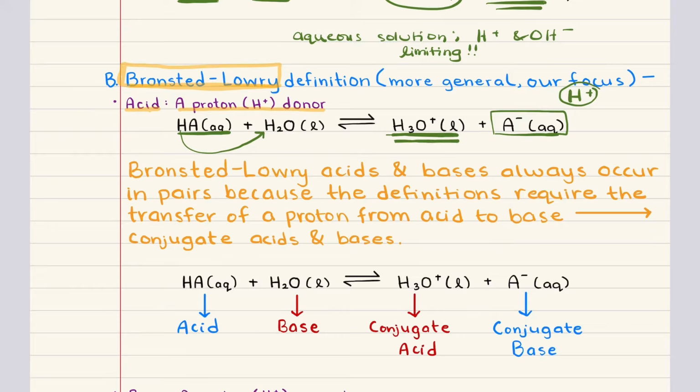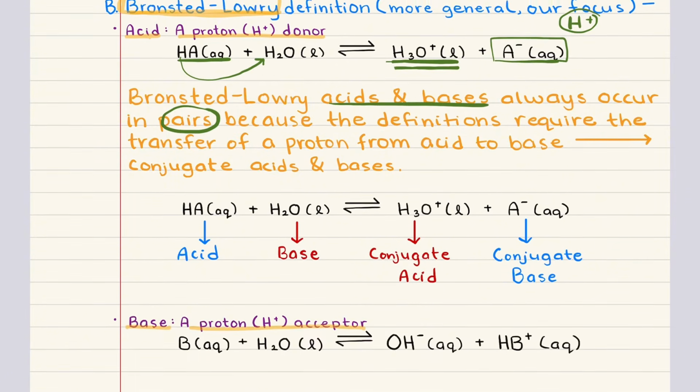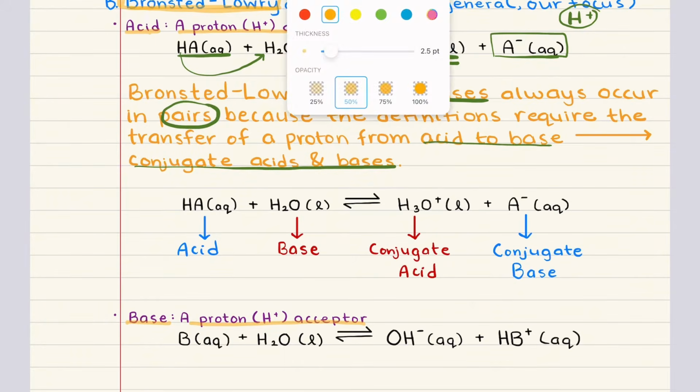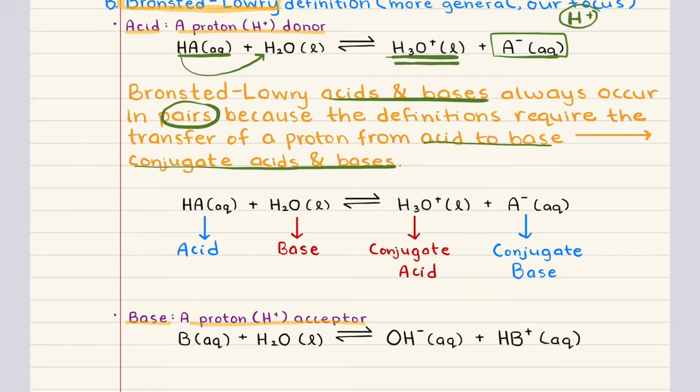This leads us to a really important idea, one of the most important ideas in Bronsted-Lowry acid-base theory, and that is that acids and bases always occur in pairs. So you start with an acid and a base, and after the proton is transferred, you're left with a new acid and a new base. These are called conjugate acid-base pairs, and they're directly related to each other by the gain or loss of a single proton. So here, HA is the acid, and its conjugate base is A-. Water is the base, and its conjugate acid is hydronium.